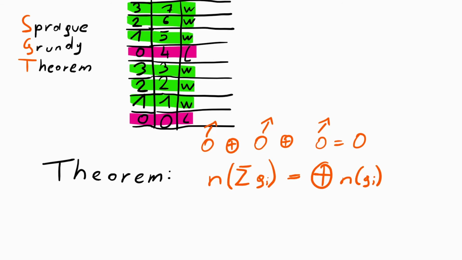You compute the number values of each of the games, take the XOR sum, and then you get the number value of the combined game. In our example, we had 3 very similar games.